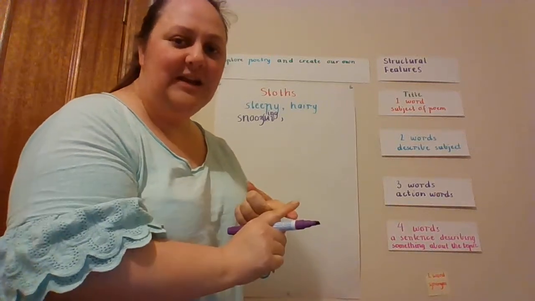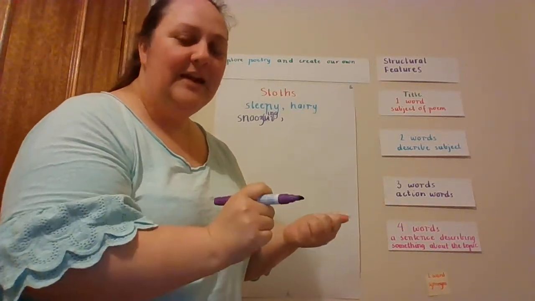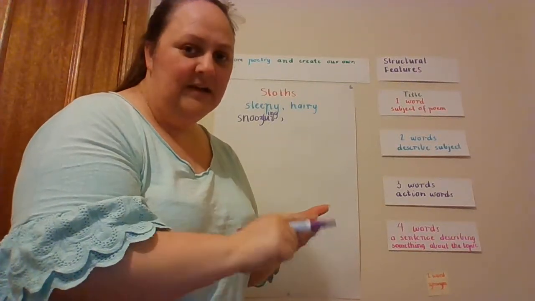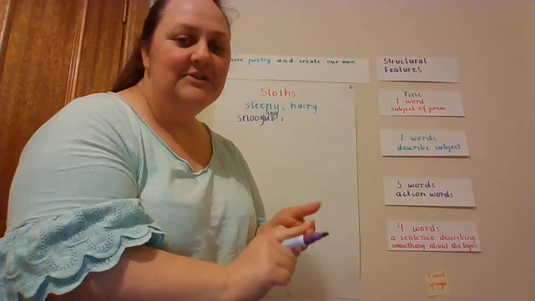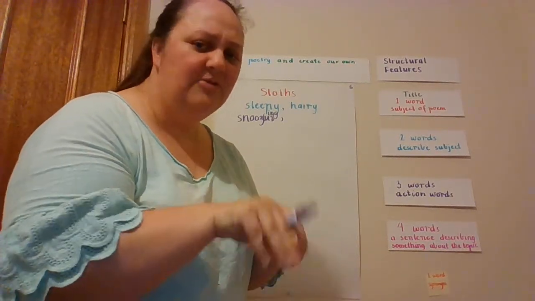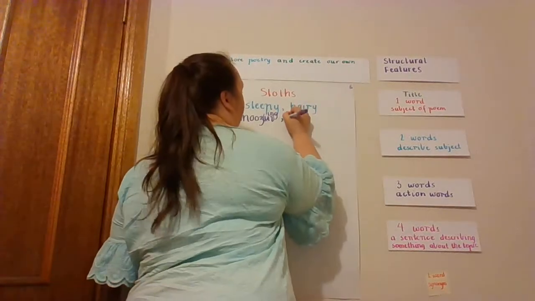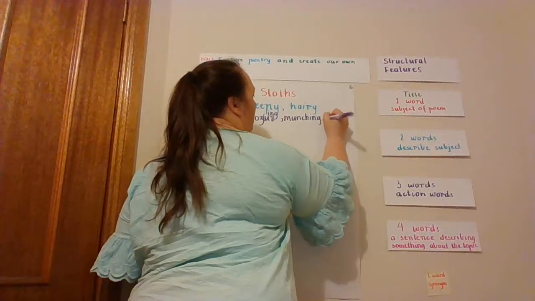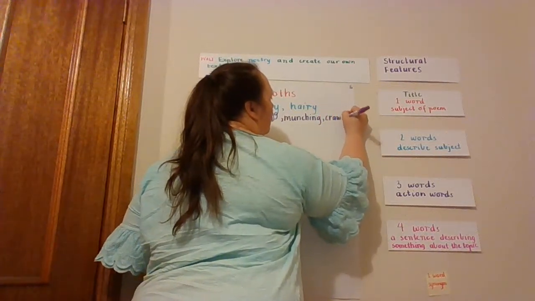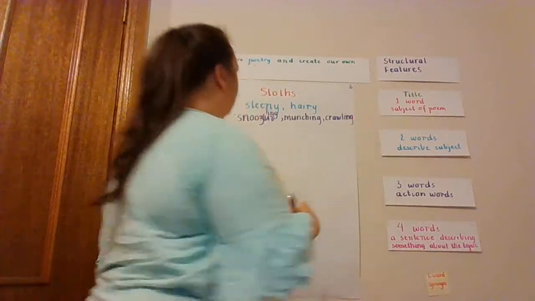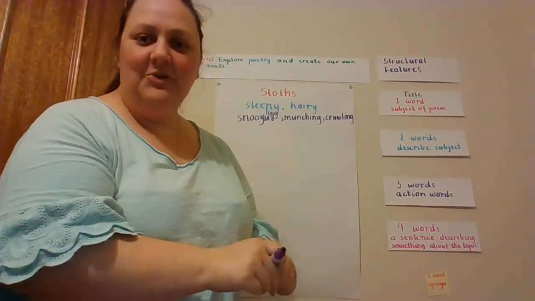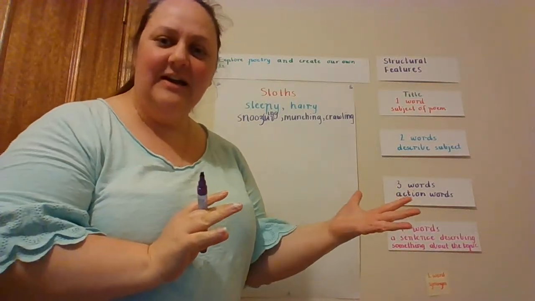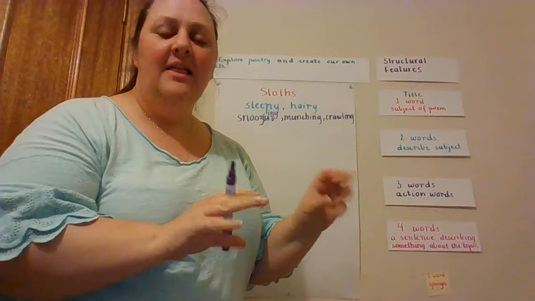The next one was munching. So I'm looking at three things that sloths do. They sleep, they eat, and they move really slowly. Okay, so snoozing, munching, and then crawling, because they don't move very fast. Snoozing, munching, crawling. The next line is four words, and it is a sentence that kind of talks about something that your topic can do.